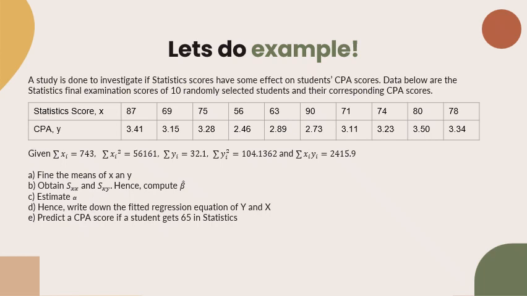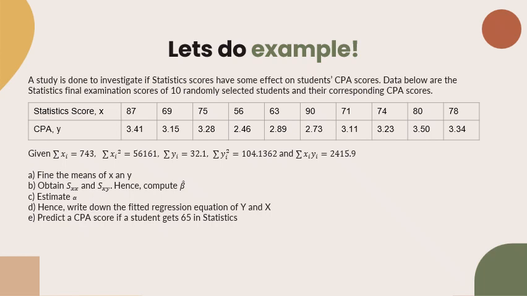A study is done to investigate if statistics scores have some effects on students' CPA scores. The data below are the statistics final examination scores of 10 randomly selected students and their corresponding CPA or GPA scores. So we can see here 1, 2, 3, 4, 5, 6, 7, 8, 9, 10. We have 10 randomly selected students, and it started with the score of 87 until 78, and the students' scores of GPA or CPA from 3.41, 3.15, 3.28, 2.46, 2.89, 2.73 until 3.34.